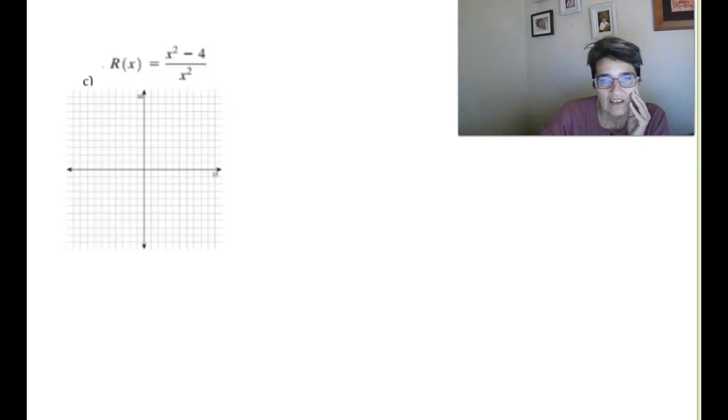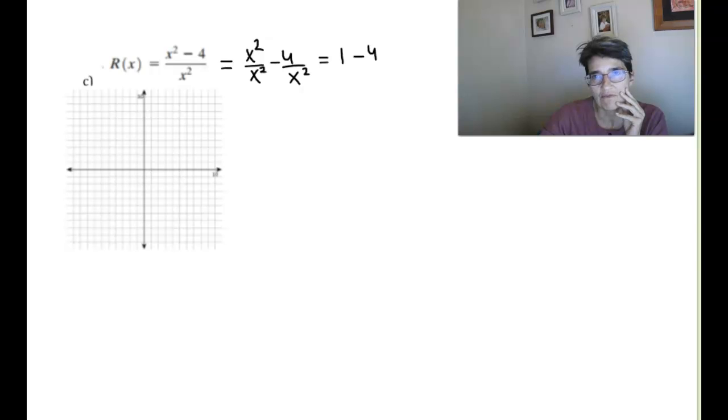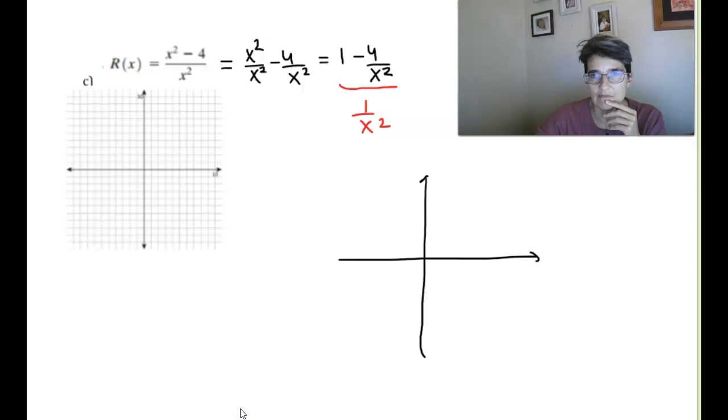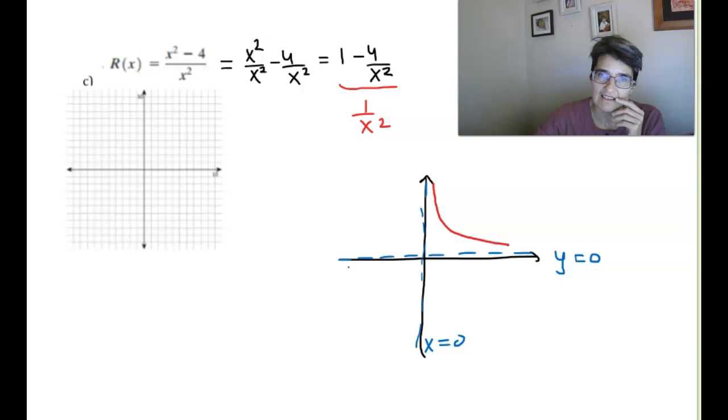All right, let's look at one more. So we're going to take this and simplify it. So I can divide both by x squared. So we have x squared over x squared minus 4 over x squared, which gives 1 minus 4 over x squared. So our parent function is 1 over x squared. All right, so let's draw and see what that looks like with the asymptotes. So 1 over x squared has a vertical asymptote at x equals 0, a horizontal asymptote at y equals 0, and its basic shape is like this and like this.